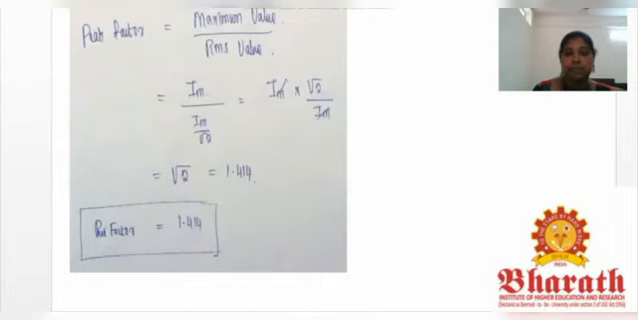Same way, the formula for peak factor is maximum value divided by RMS value. So this maximum value is equal to Im and RMS value is Im divided by root 2. When you substitute here, you will be getting root 2, which is equal to 1.414. So peak factor is 1.414.